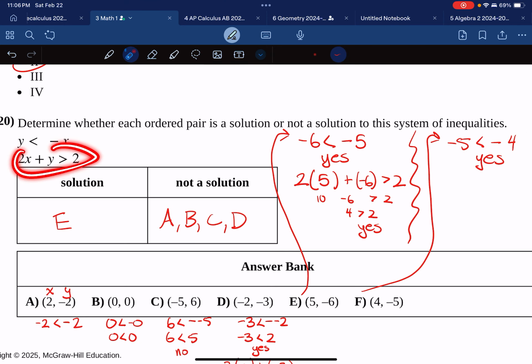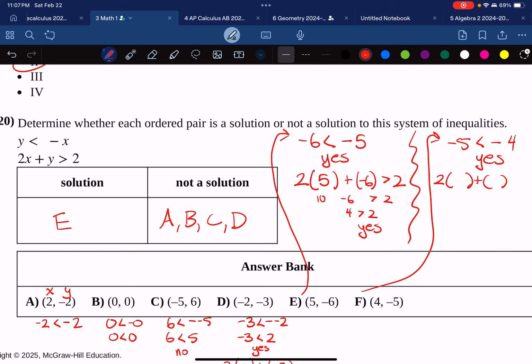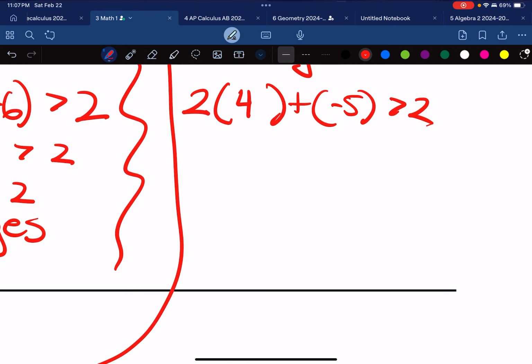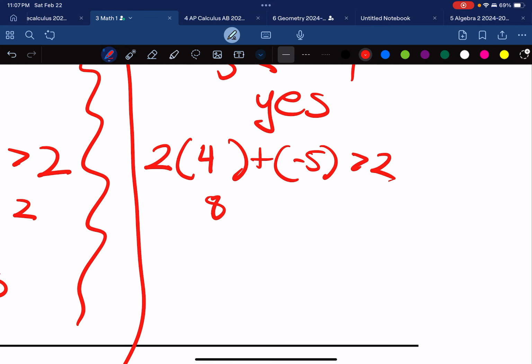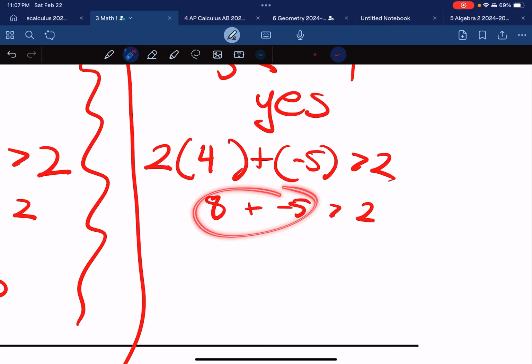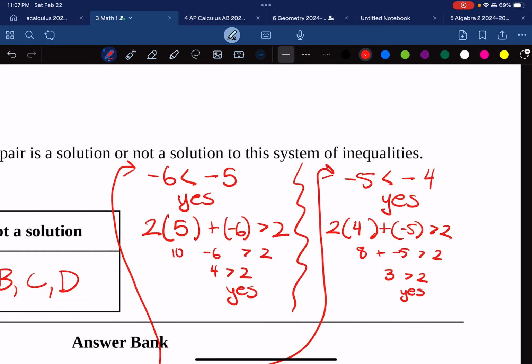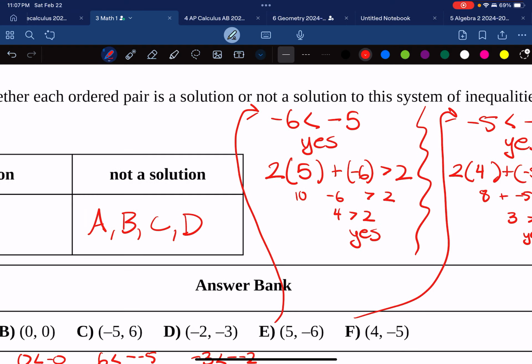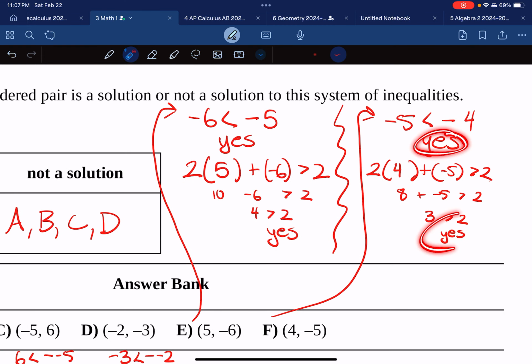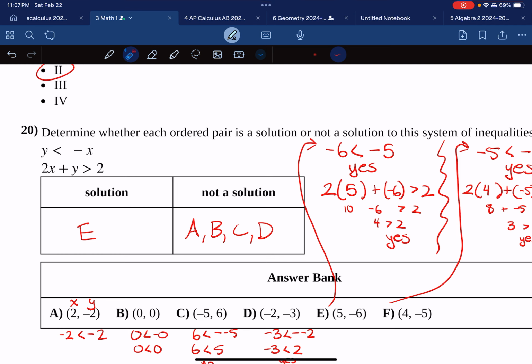So now I'm going to write 2x plus y is greater than 2. Okay, our x-coordinate is going to go first, so 4 is going to go up in here. We're going to say this is 4 and -5, and I just need to simplify and figure out if you are a solution or not. 8 plus -5 is greater than 2. This is the same thing as saying 8 minus 5. 8 minus 5 is 3. 3 is greater than 2. Yes, 3 is bigger than 2. 3 is more to the right than 2 on a number line. And because we passed both of our trials here and here, we can say that F is also a solution.